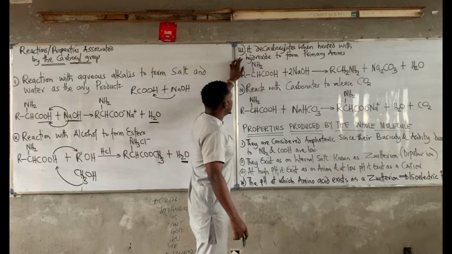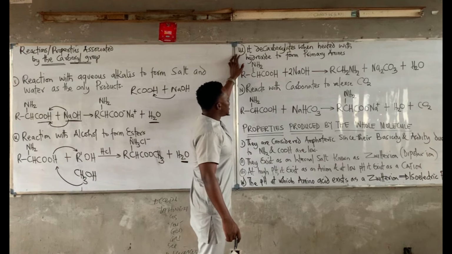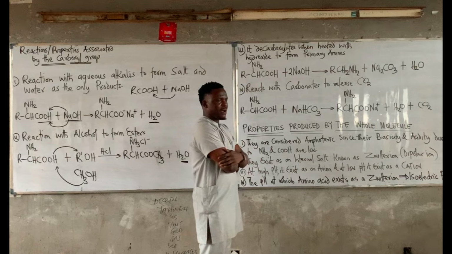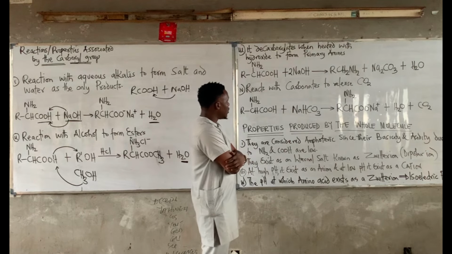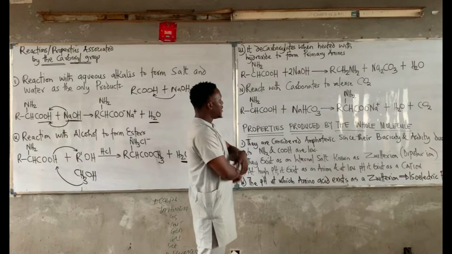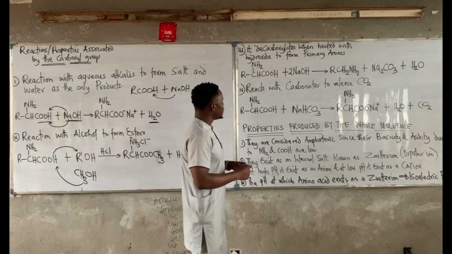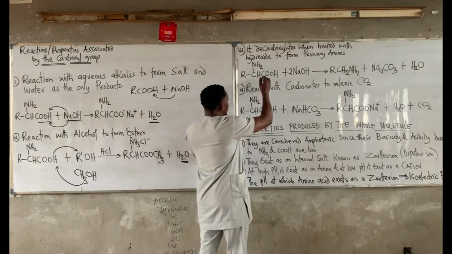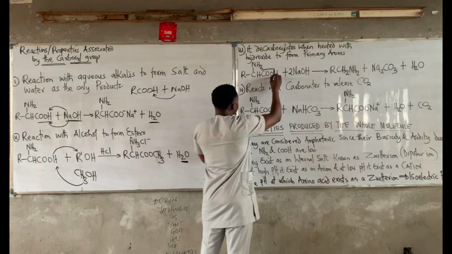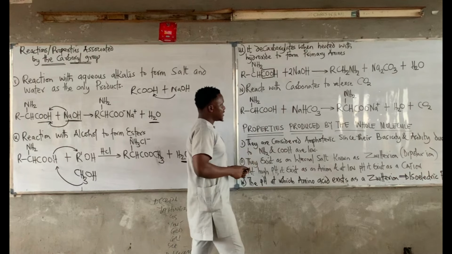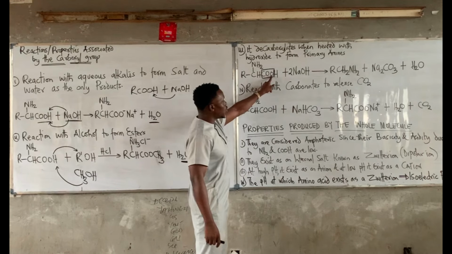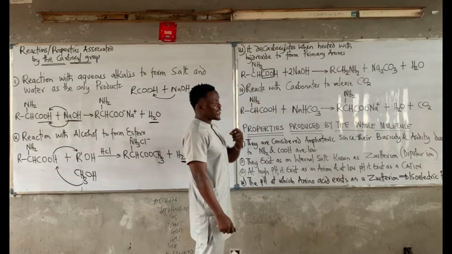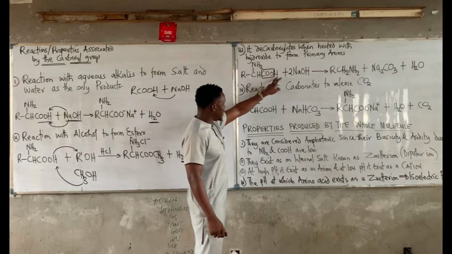We said, when you react amino acid with sodium hydroxide, it decarboxylates to form primary amines. Now, what is decarboxylation here? Decarboxylation is simply the removal of carboxyl group, which in this context is just more like removing the COO, right? So when you decarboxylate, you remove the COO and leave back the H.